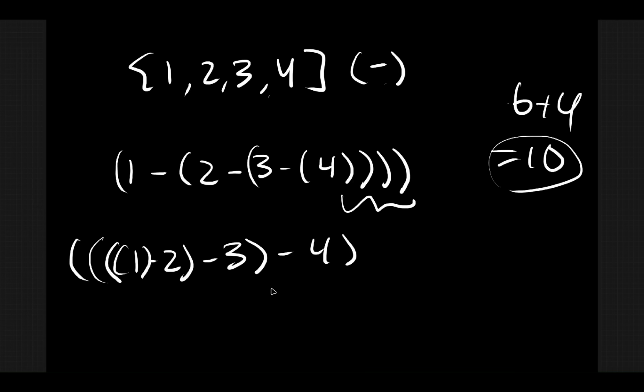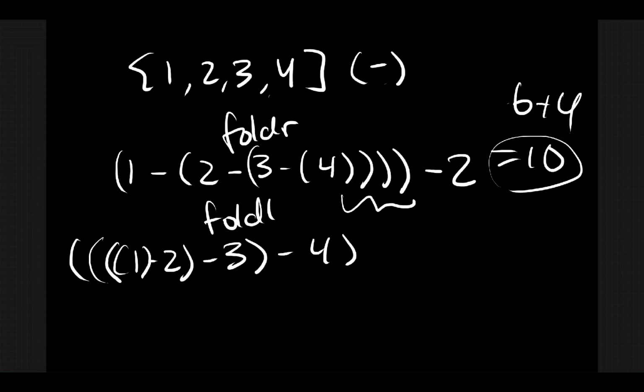And if you actually evaluate, these two have to be different values, right? This will be 3 minus 4, negative 1. 2 minus negative 1 is going to be 3. 1 minus 3 is going to be negative 2. So this is fold right, and fold left, right?